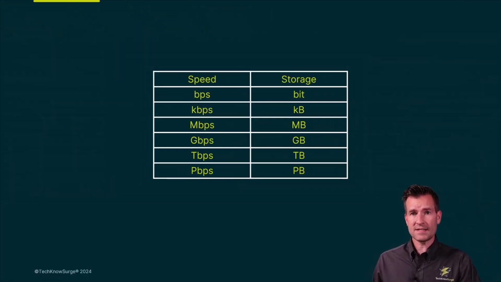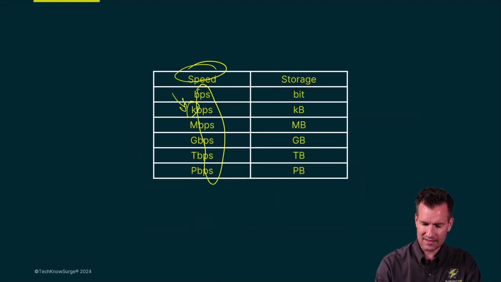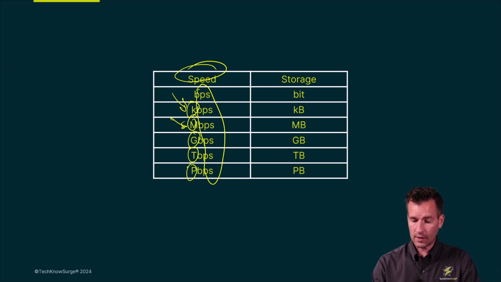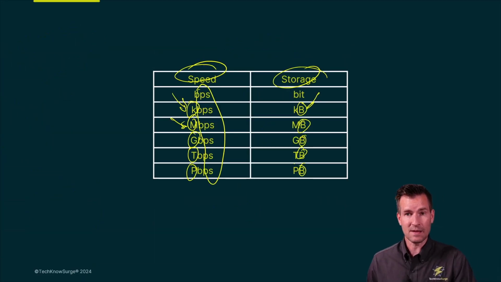So how do we represent this? Well, if we're talking about speeds, we just add a bps to the end of whatever letter it is. Now notice the k is lowercase and the rest of these are uppercase: mega, giga, tera, and peta here. If it was storage, it's the same thing, except it's represented by a B rather than bps. And it's usually a big B because it's storage, so we're usually talking about bytes.